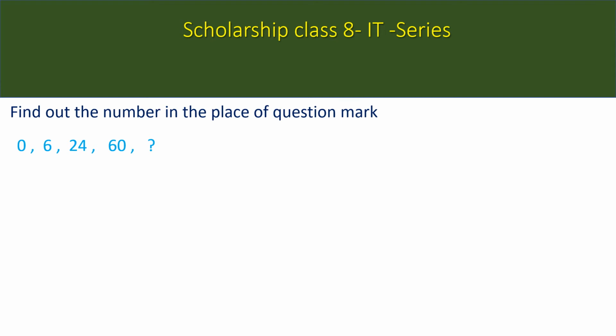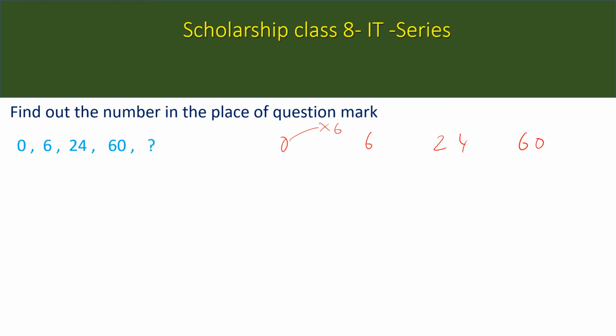Again a question with the question mark at the end, not in between, and the numbers are increasing in order. The numbers are 0, 6, 24, 60. The numbers appear easy, but sometimes such numbers won't be easy to find the relationship for. 0, 6, 24, 60. You can pause the video to attempt it yourself. 0 cannot simply become 6 by multiplication, so that doesn't work.